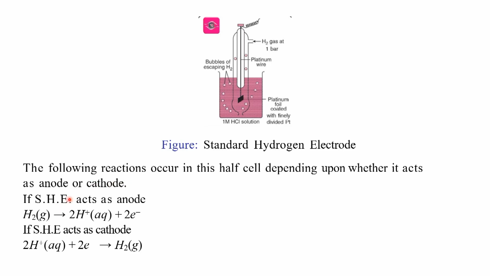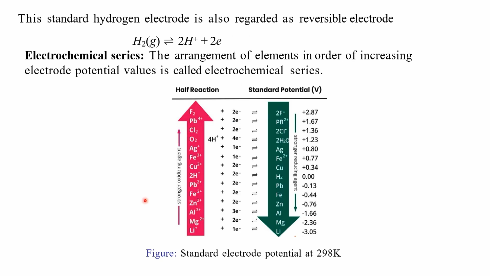If SHE, the standard hydrogen electrode, acts as anode, then as I said, at the anode oxidation takes place, so H2 gas becomes H plus, so oxidation is taking place here. If SHE acts as cathode, H plus takes 2 electrons and gives H2. So, reduction takes place at the cathode and oxidation takes place at the anode. This standard hydrogen electrode is also regarded as a reversible electrode. So H2 is in equilibrium with 2H plus plus 2e minus.